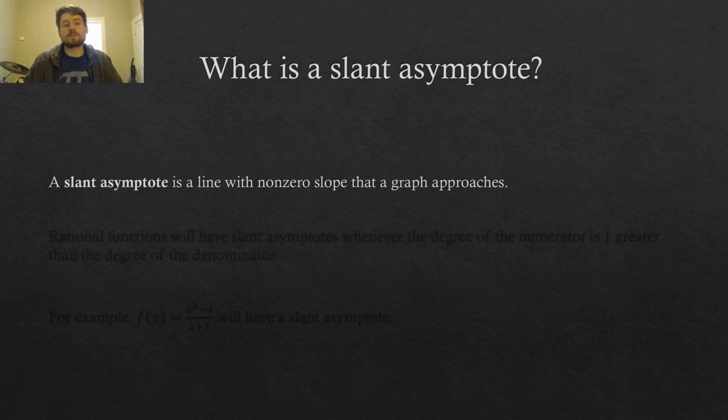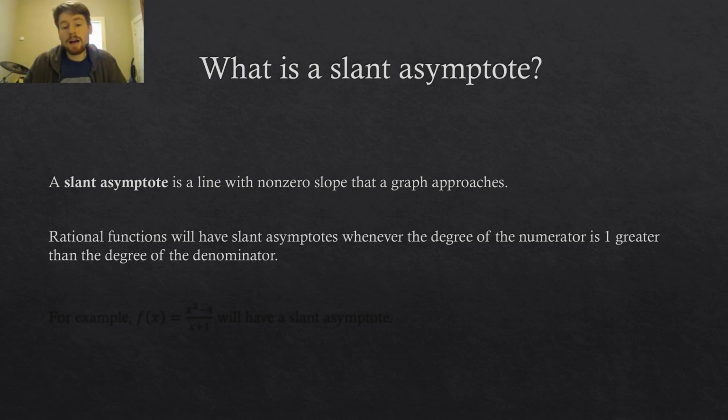With the previous ones, our slopes were 0. There was some horizontal line, which could be at 0 if the degree of the denominator is greater, or some other value if they had the same degree. So it was a flat line. There was no slope to it. Slant asymptotes are going to be lines with some slope, positive or negative.